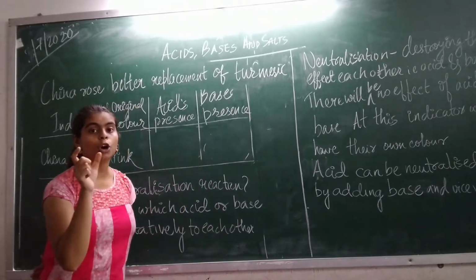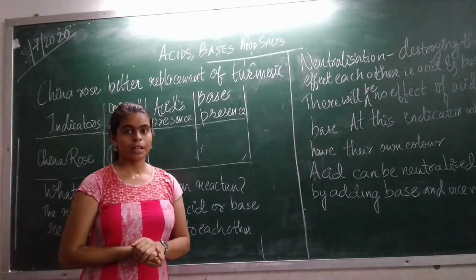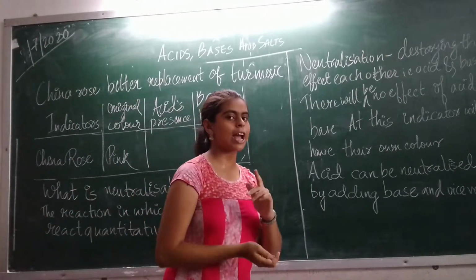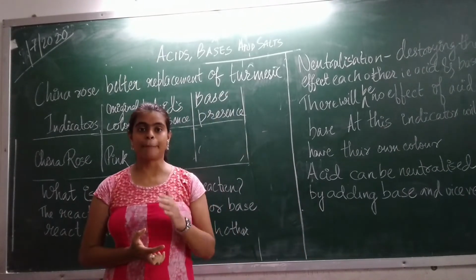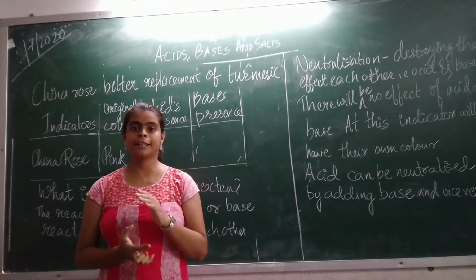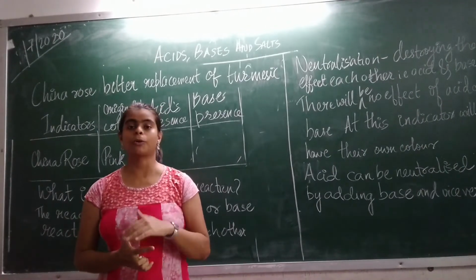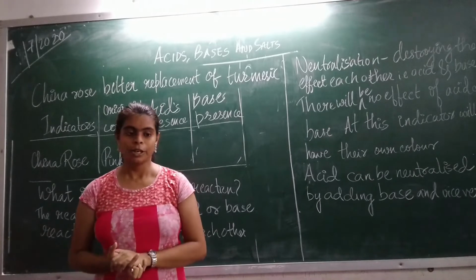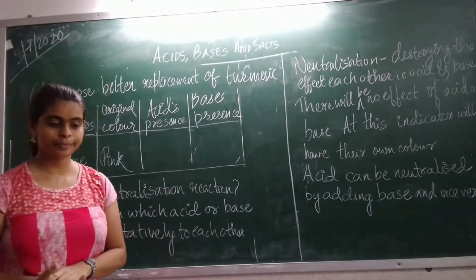China rose means java fruit. The China rose is a better replacement of turmeric. China rose is also a natural indicator, but the question here is what color will this China rose change if we add base or if we add acid. So to understand this better, let's do some activity.